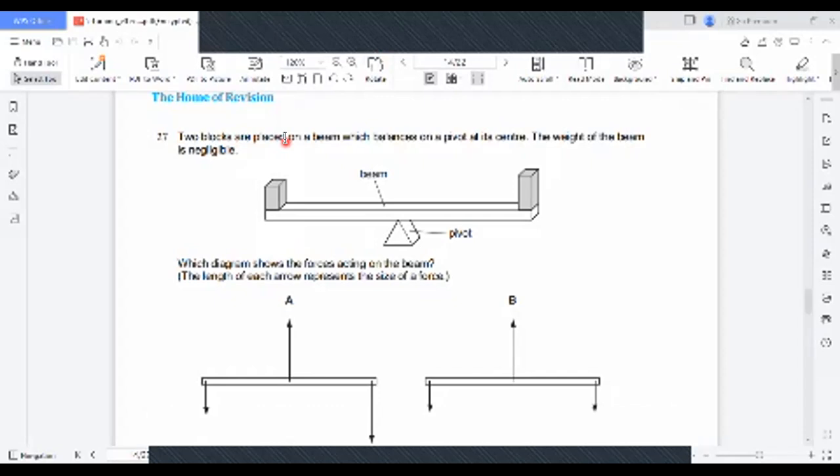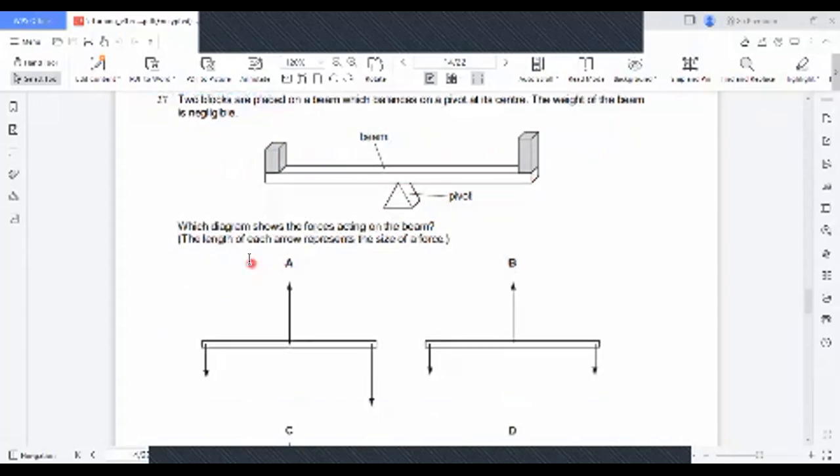Two blocks are placed. Here is one block and here is the second block, which balances on the pivot, like the pivot is here at its center. The weight of the beam is negligible. The beam is of negligible weight. Which diagram shows the forces acting on the beam?